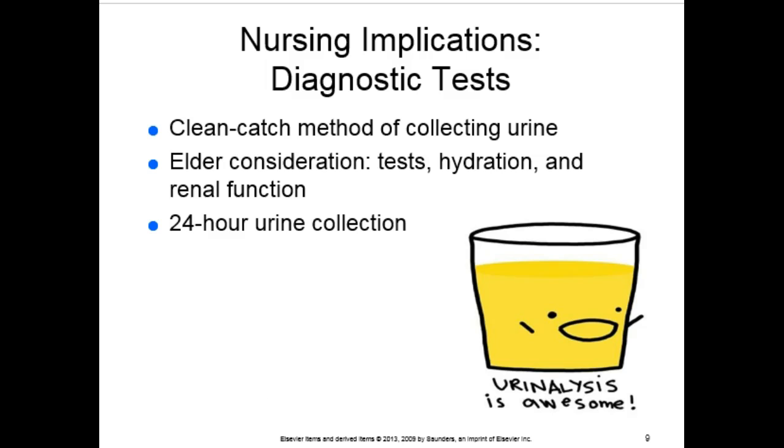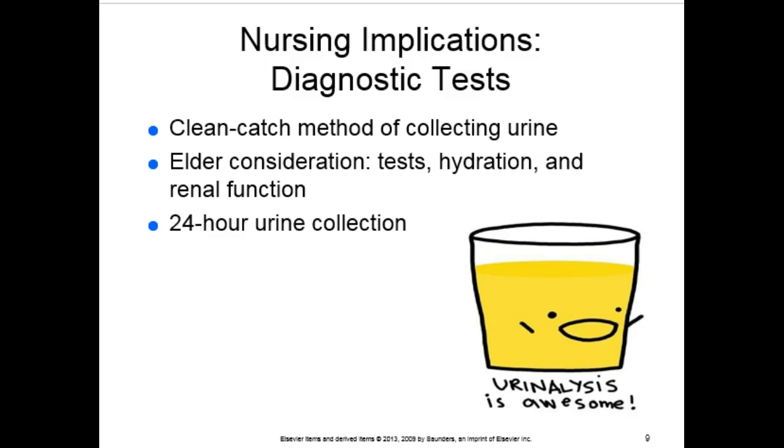the kidney. The clean catch method is used to avoid contaminating the urine sample with bacteria that are normally present in the urethra and appear in a voided urine sample. So it is used especially for urine cultures or other urine tests that require that the sample be as sterile as possible.